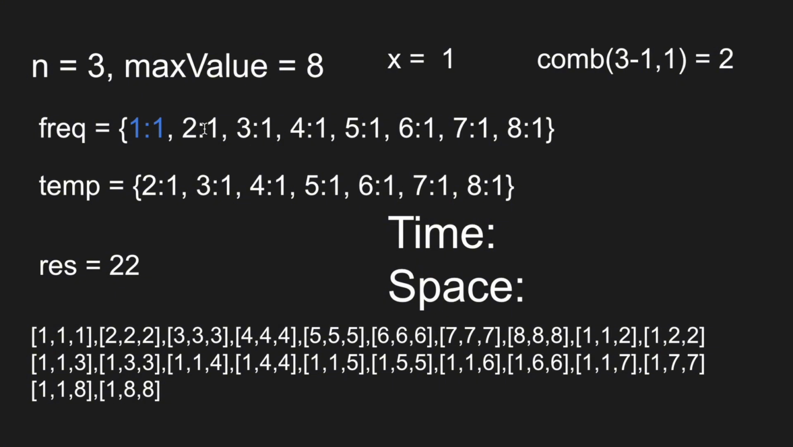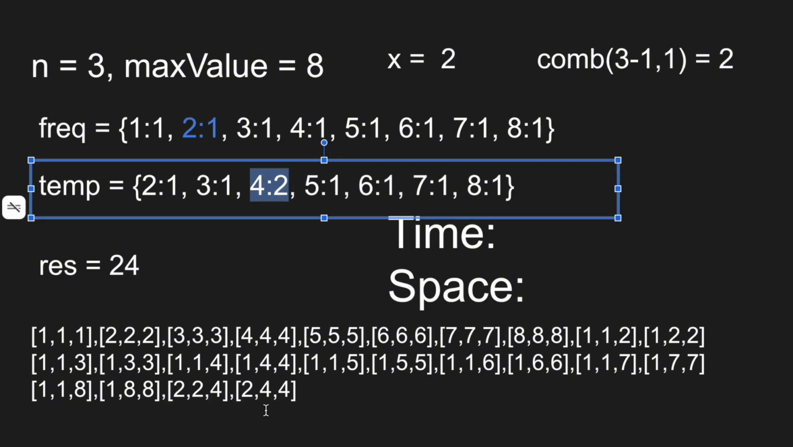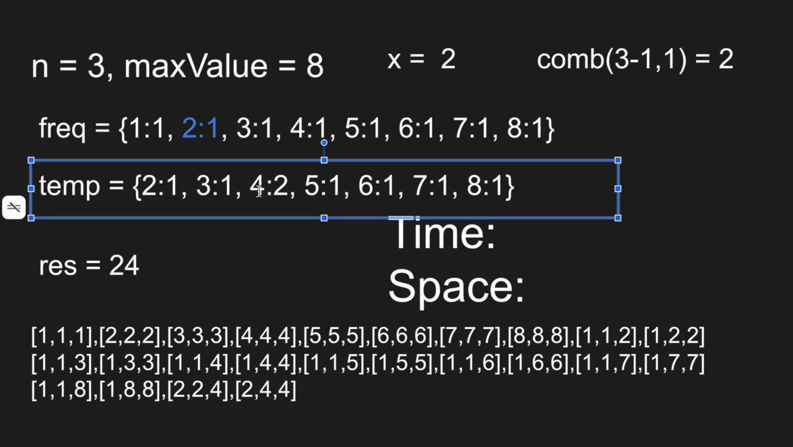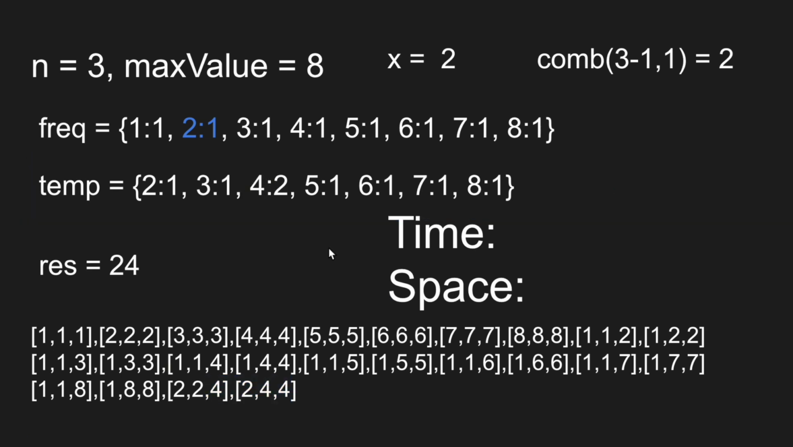And now we can check how many we can reach starting with 2. So we'll update here because there's 2 ways to reach 4. And so we need to update the frequency at 4. And then now we can multiply by 2 and reach 6. 2 times 3 is 6. So we update the result.